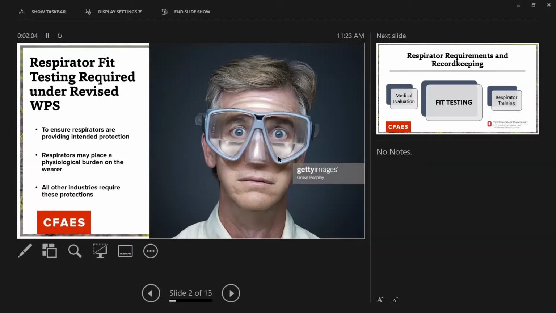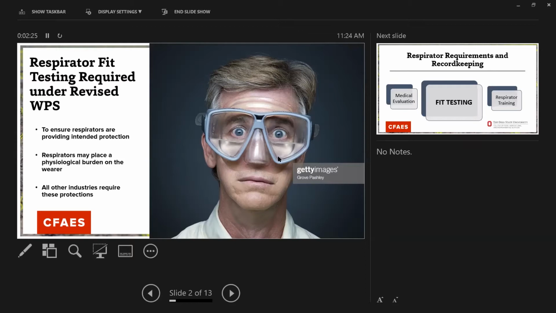So if you can imagine that a respirator is like these goggles here, all right? If you don't have an adequate seal on your face, your goggles are going to fill up with water. But in the case of respirators, obviously you're not going to know whether or not you have that protection. Okay, so the respirator fit test will let you know if you do or not.